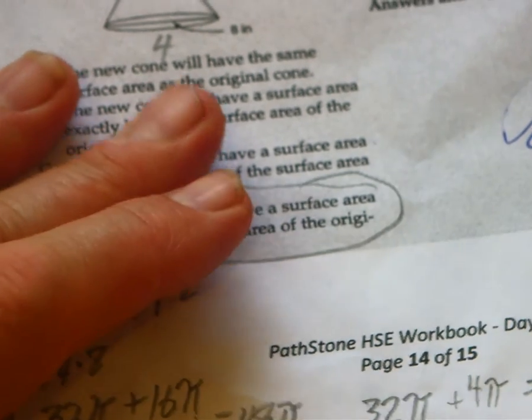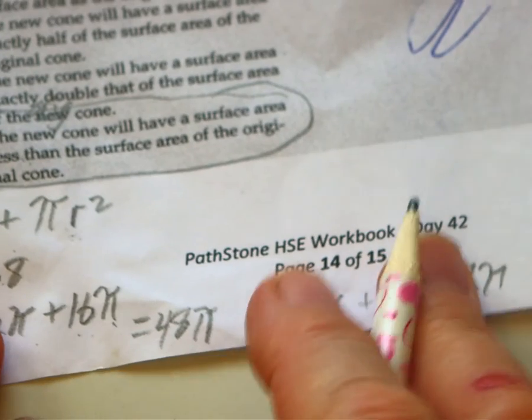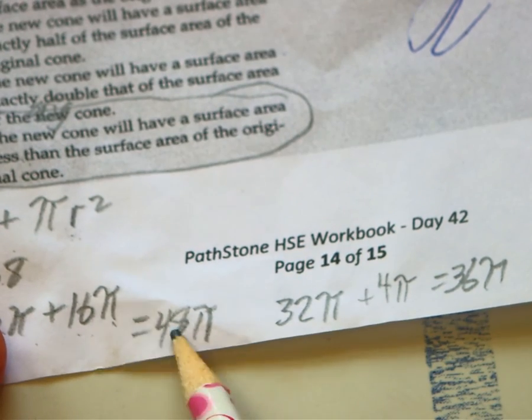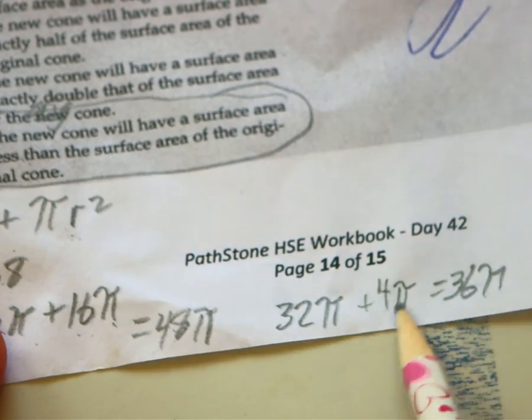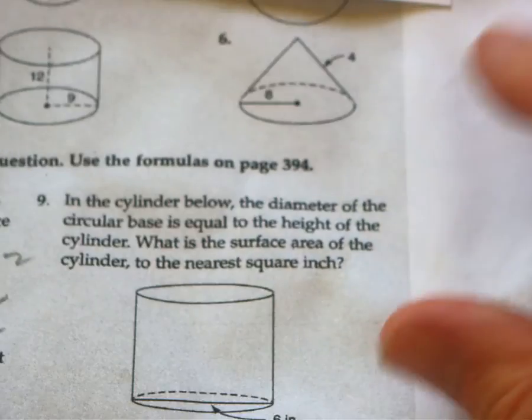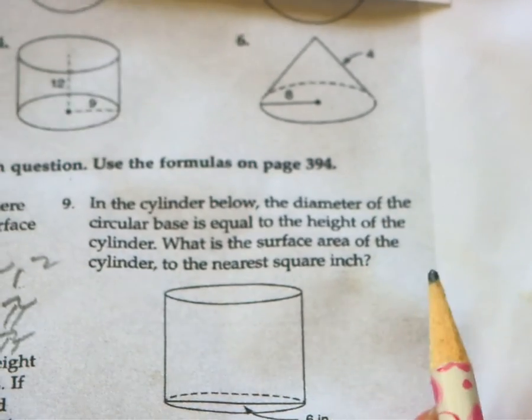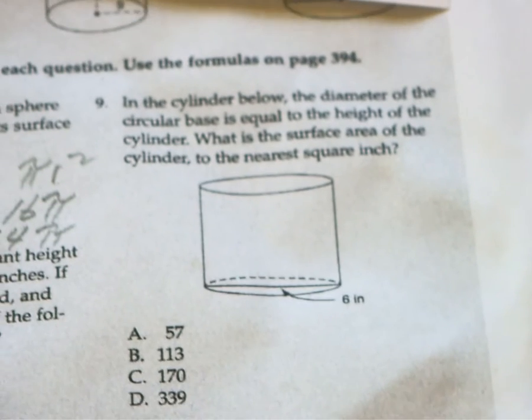It's still smaller. It's smaller, but it's not half of this. This is not double this. So only D was correct. Okay? Last one. Do the last one by yourselves. See if you get that one right. Put it on pause.